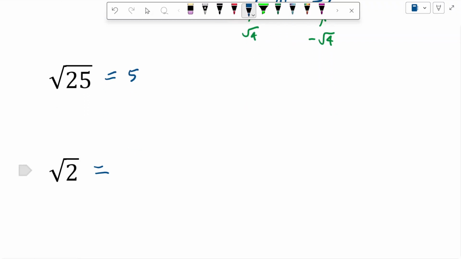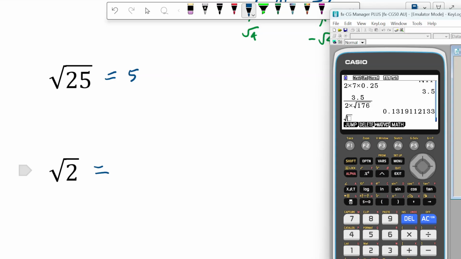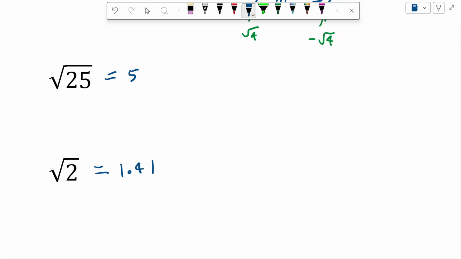And root 2, there's not really a nice number for that. So what we can do is we can just go root 2 on the calculator, hit the S to D button, and we get 1.41. Since I've rounded that, I'm just going to put an approximately equals sign.